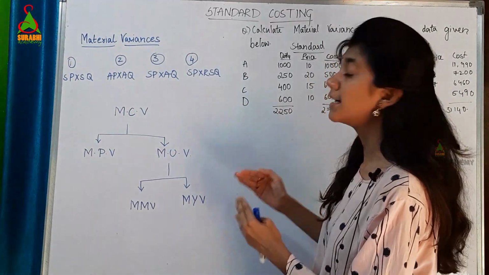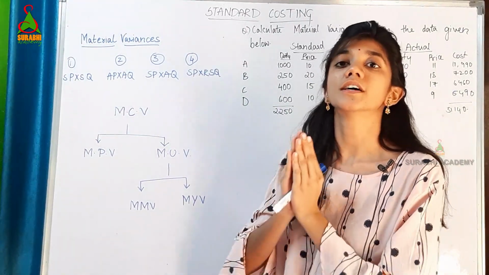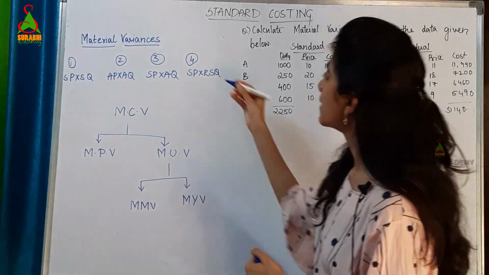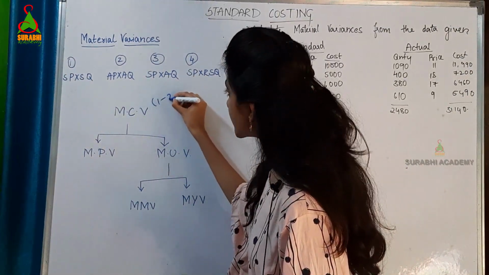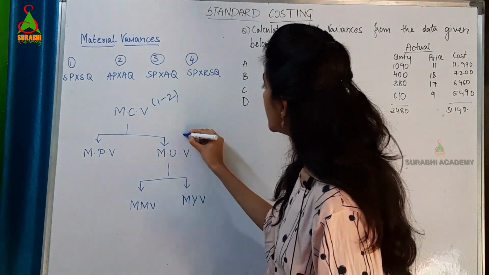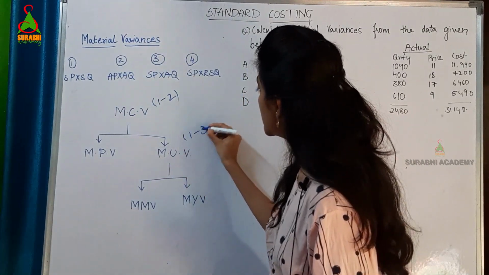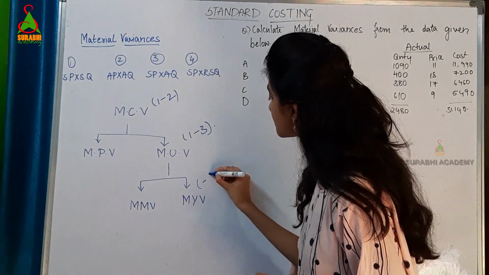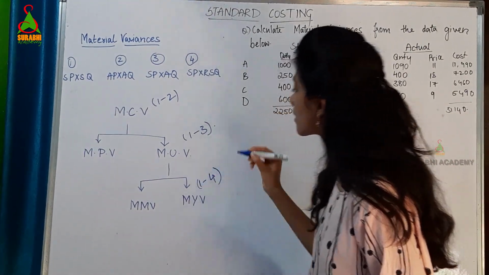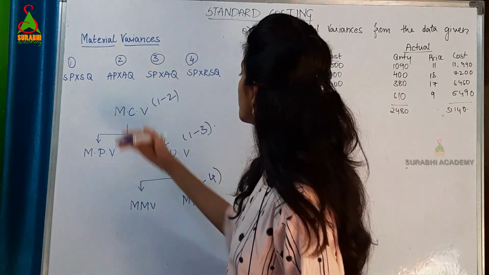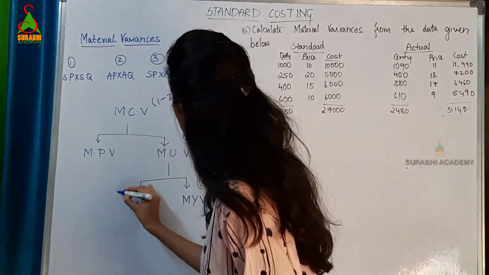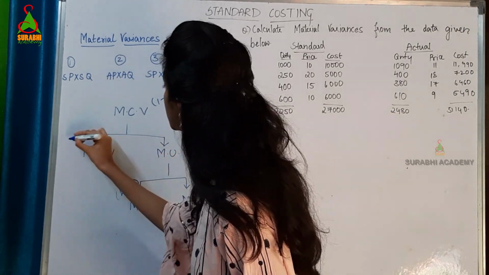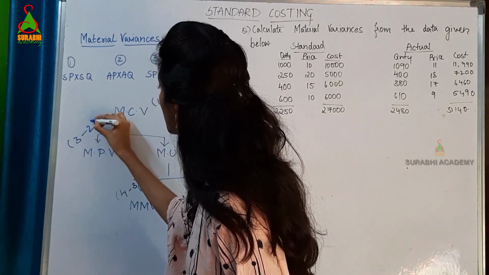Now how to calculate? First, I'll explain a small trick for calculating these variances. First, write the numbers 1 minus 2, next 1 minus 3, 1 minus 4. Again, now come from the back. This is 4 minus 3, 3 minus 2.